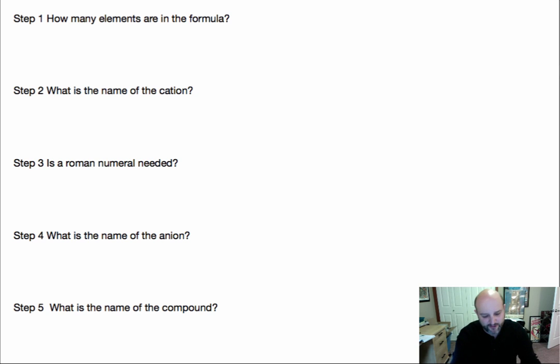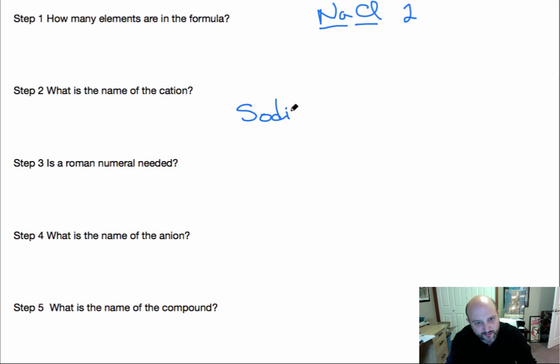The first one I'm going to do is, what is the name of this compound? What would you call this stuff? That one's pretty easy. So I'm going to go over this with you. Determine how many elements are in the formula. There are 1, 2. I would call this 2 elements. All right, so find the name of the cation. I'm looking on my periodic table. I see that over here the name of this one is sodium.